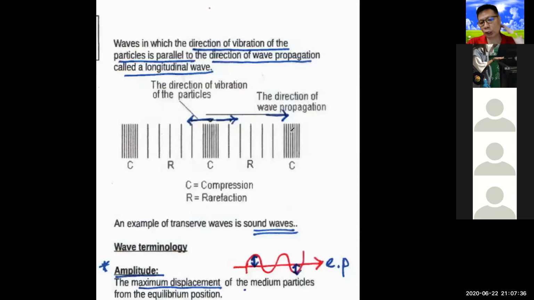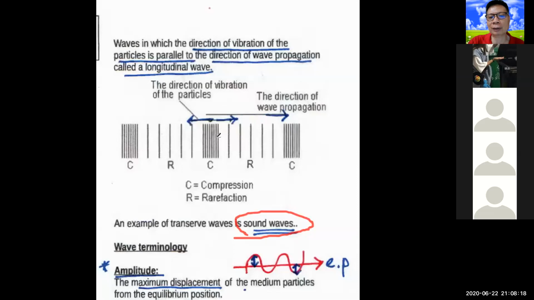Okay, so don't worry so much. In your syllabus, only one wave is longitudinal. So the example is sound wave. Only one example. So remember that. Only sound moves like that. Okay, sound wave. So very easy for you to remember. You remember sound wave is longitudinal wave. Other waves are all transverse except sound. So remember vibration horizontal, propagation also horizontal.